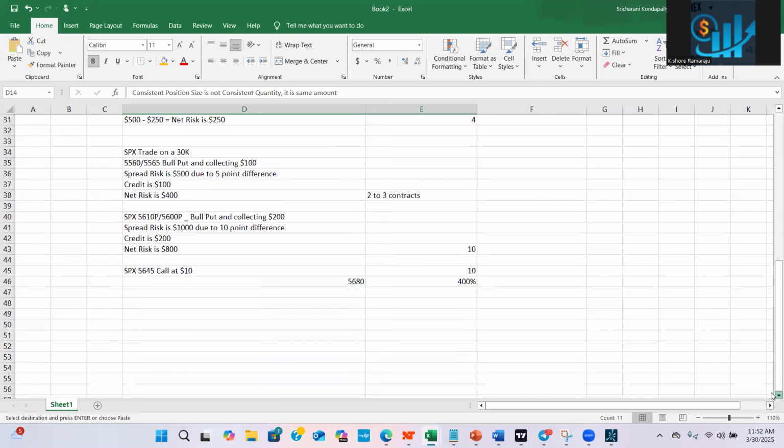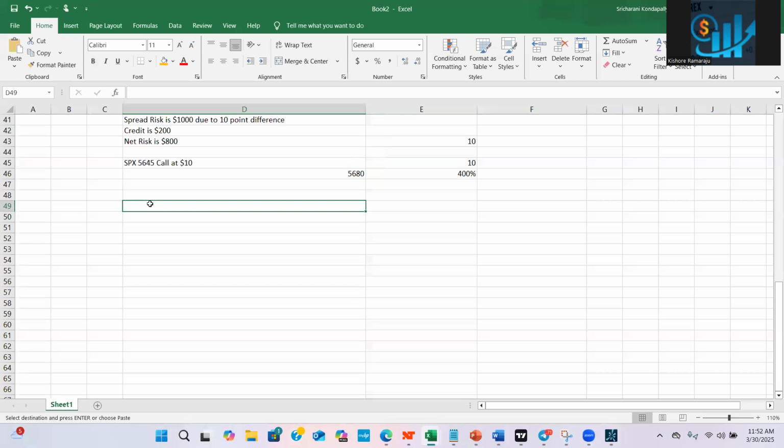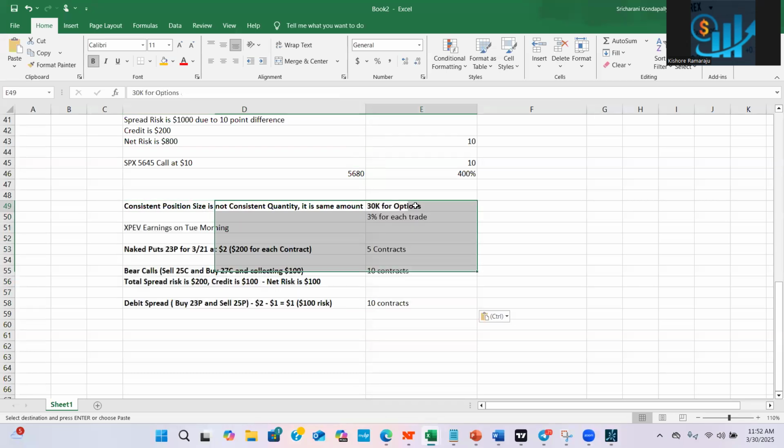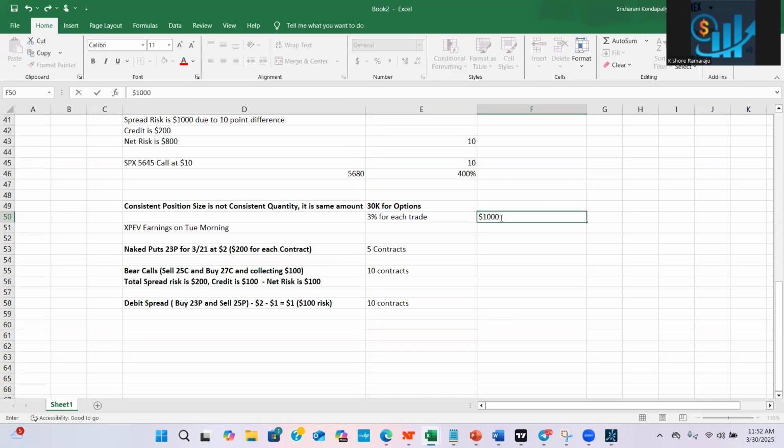So let us say you have a $30,000 account for your options portfolio. You may have $50K for a stocks portfolio and $30,000 for an options portfolio. Make sure you use only 3% for each trade for options, right? 3% is approximately $1,000. So you want to risk $1,000 for each trade. You don't want to risk more than $1,000.